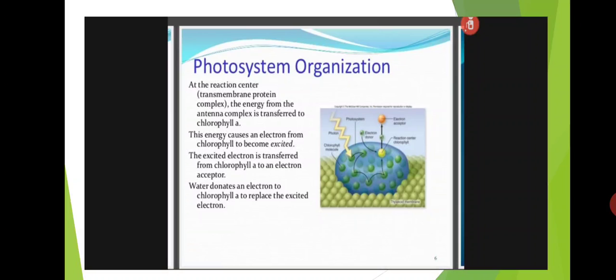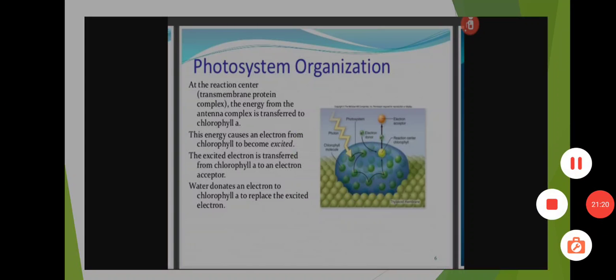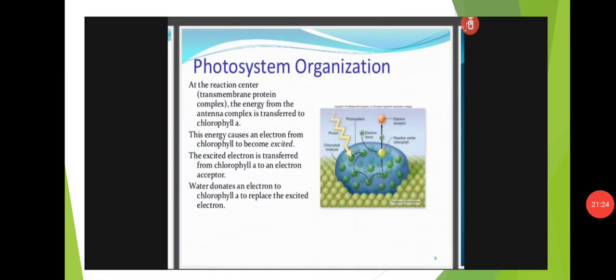This total photosystem process depends upon chlorophyll only. Chlorophyll absorbs the photons or light energy and activates the reaction center. Electrons get excited. This process is called the photosynthesis process. Okay students, this is about the structure and functions of chlorophyll.